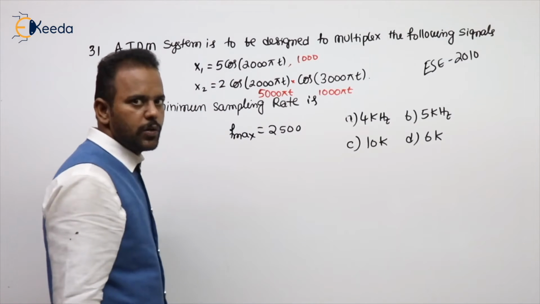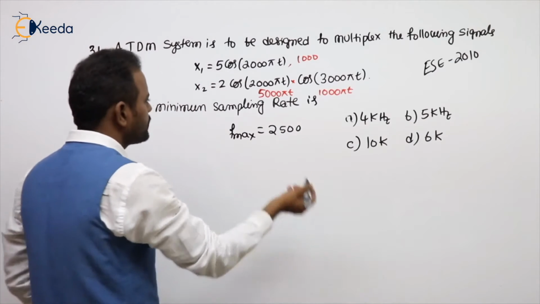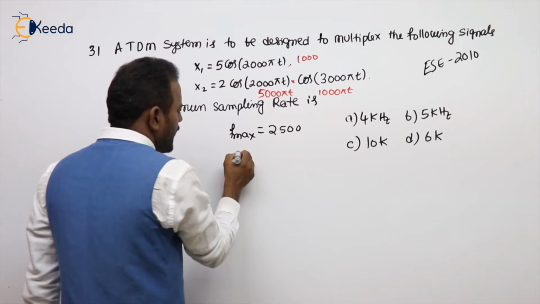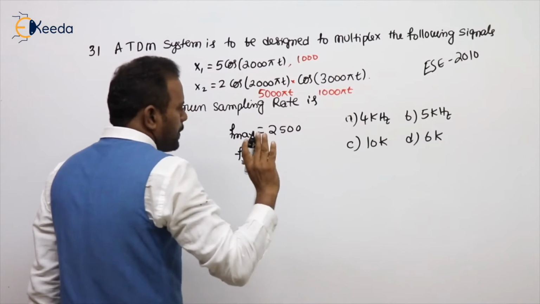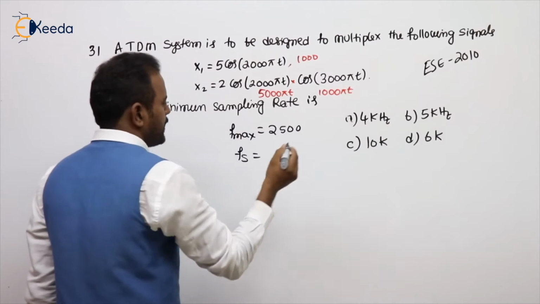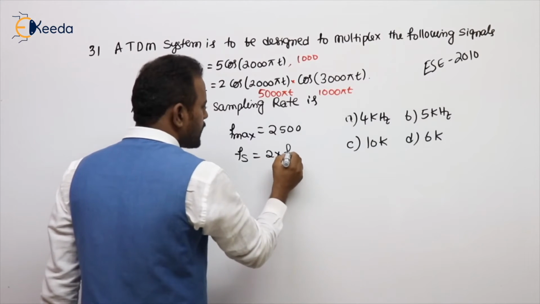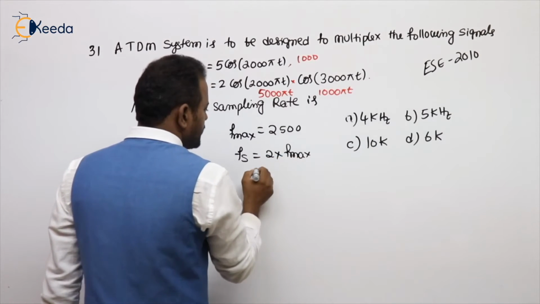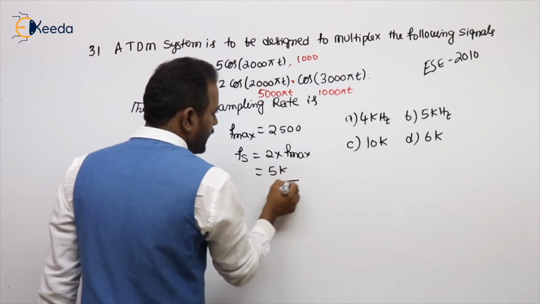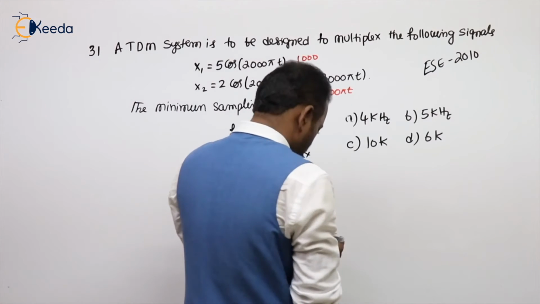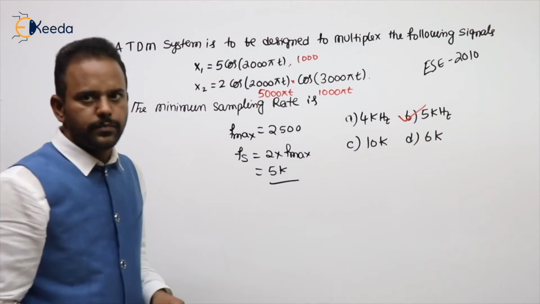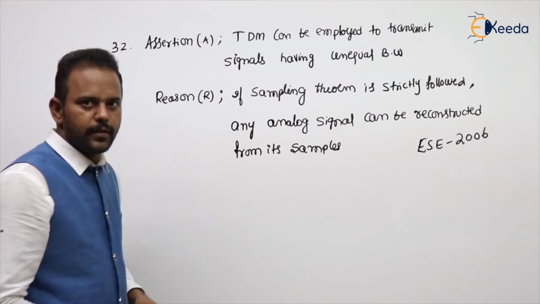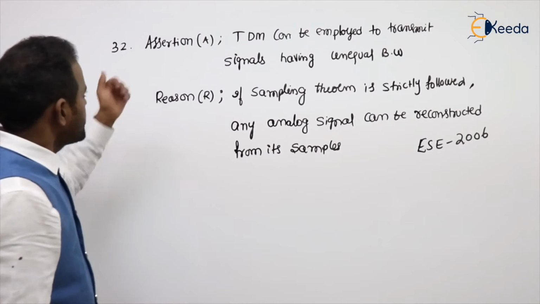2500. Then what is the Nyquist rate? Sorry, then what is the sampling rate? Fs minimum is the Nyquist rate, that is 2 times F max. Then how much is it? 5K. So option B is the correct one. Clear? See the next problem.